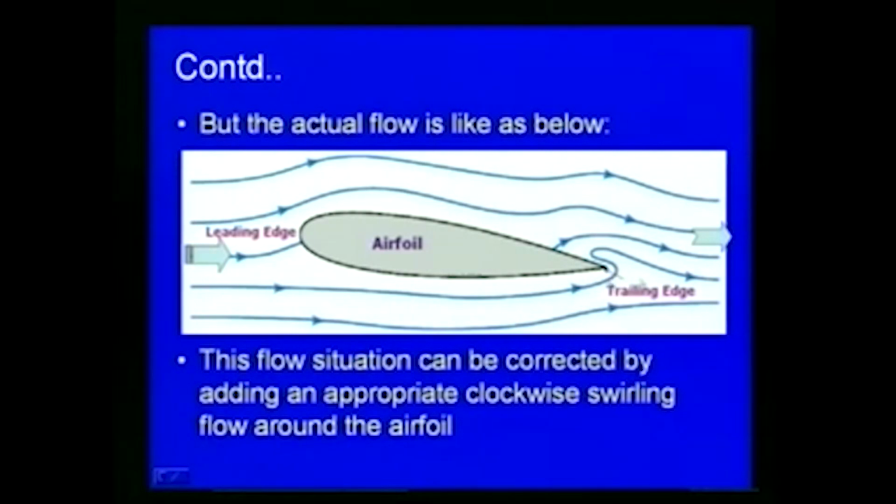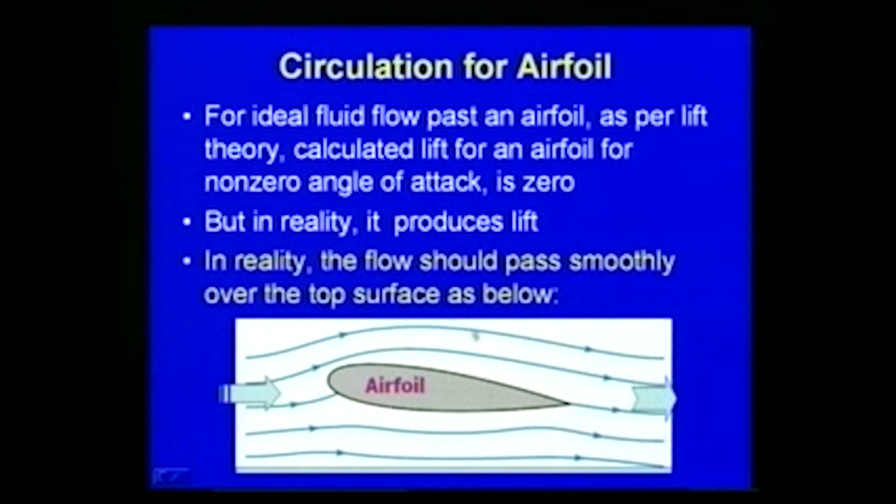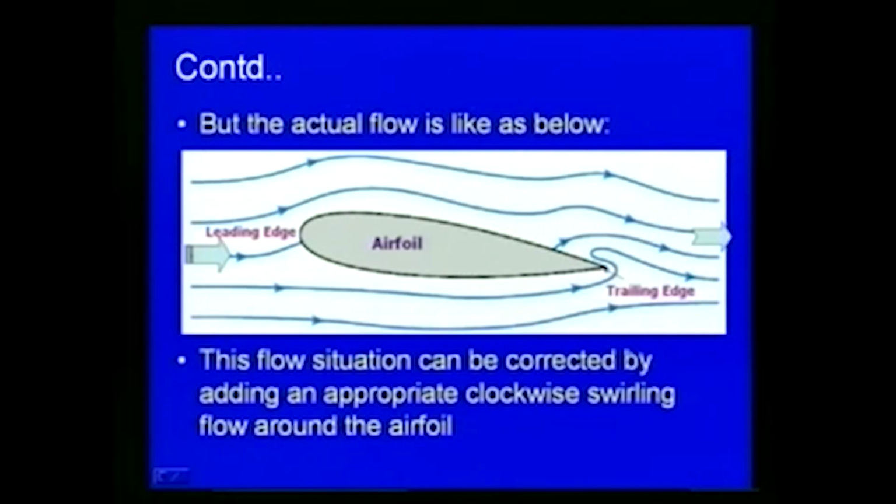So as far as the trailing edge is concerned, there is a disturbance that takes place at the trailing edge, and due to the angle of attack, a circulation is produced. So we can explain this lift effect. As we have seen, theoretically there should not be any lift, but actually lift is happening for the case of an airfoil placed at an angle of attack. So this we can explain with respect to the swirling flow around the airfoil.